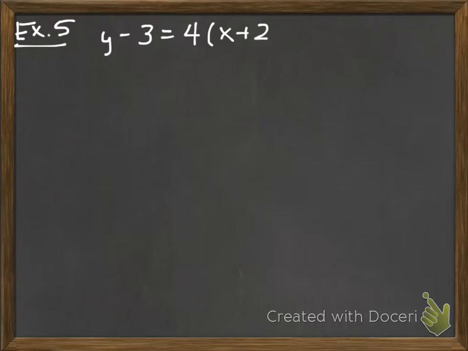Let's do a little bit of a different example. Example 5. We're going to identify the slope and the point used to write the equation. So if I'm given y minus 3 equals 4 times x plus 2, I want to find the point, and I want to find the slope. Okay?